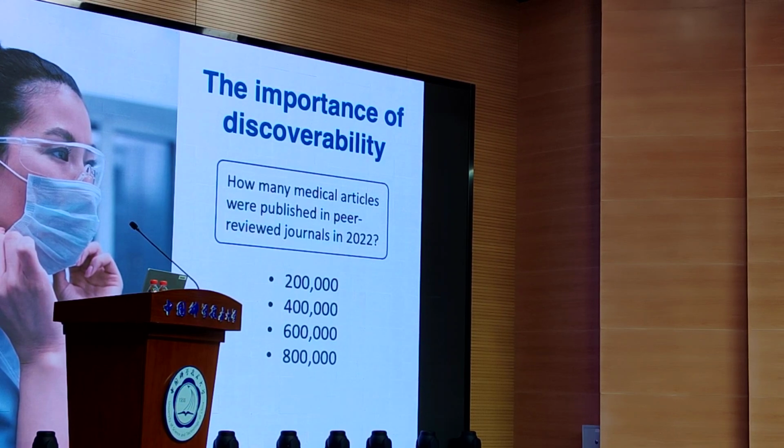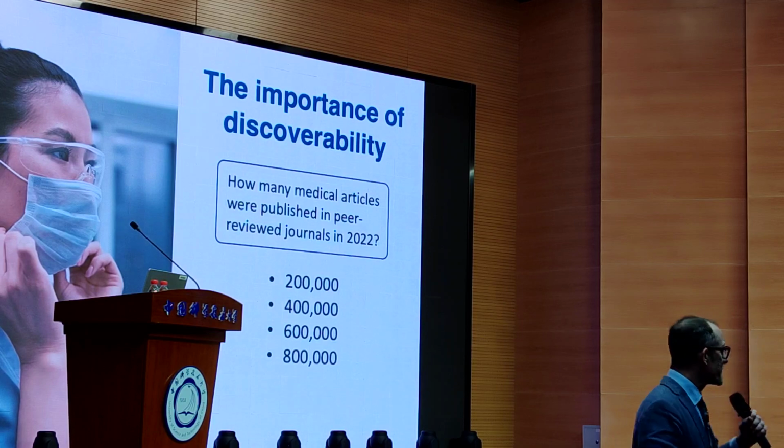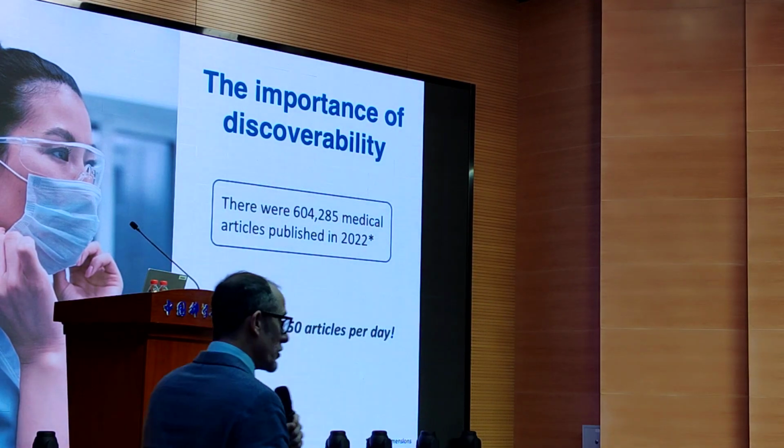600,000? 600. Anyone think 200? More than 800. 400? Who thinks 600? Raise your hand. Who thinks 800,000? No, 600 is actually closest. A lot of people do choose the biggest number. They assume the biggest number is what's going to be correct. But it is over 604,000 articles.